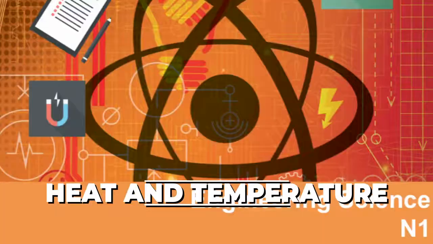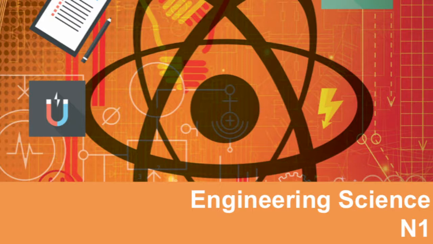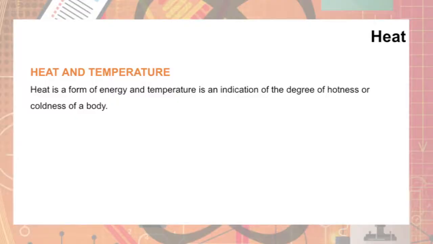So today we are going to look at Engineering Science N1, chapter number 4, which is heat. Looking at our slides, when we are looking at heat, we are going to look at heat and temperature. It is shown that heat is a form of energy. Temperature is an indication of the degree of hotness or coldness of a body.